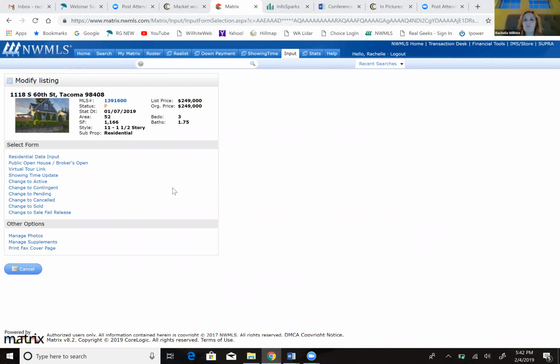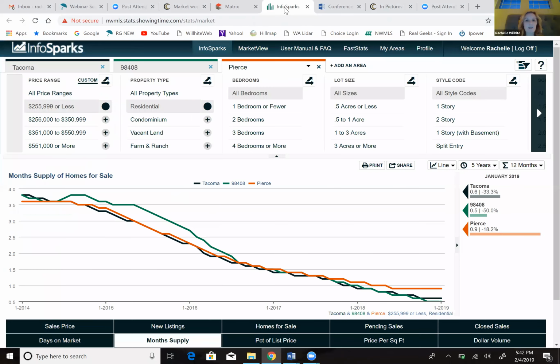And so we may have become too narrow, like we're only looking at 98408. We may need to go broader. And so to know where to spend your time, you can go to InfoSparks, which is a graph system. I've got it pre-populated to save us time tonight, Chris. So what I've done is I put Tacoma, I put all of Pierce County, and then I put 98408, that specific zip code, so we could really compare.